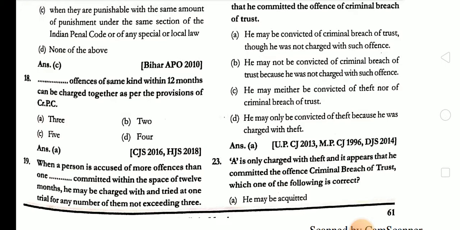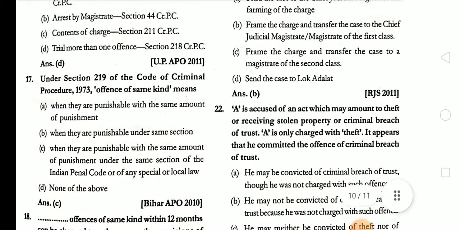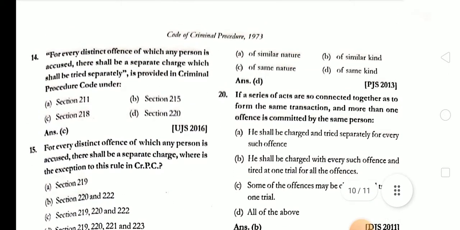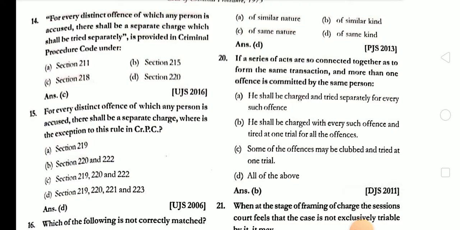Next question, when a person is accused of more offences than one dash committed within the space of 12 months, he may be charged with and tried at one trial for any number of them, not exceeding 3. Here the correct option will be D, of same kind. Next question, if a series of acts are so connected together as to form the same transaction and more than one offence is committed by the same person, then he shall be charged with every such offence and tried at one trial for all such offences. And this is provided under section 220 CRPC.